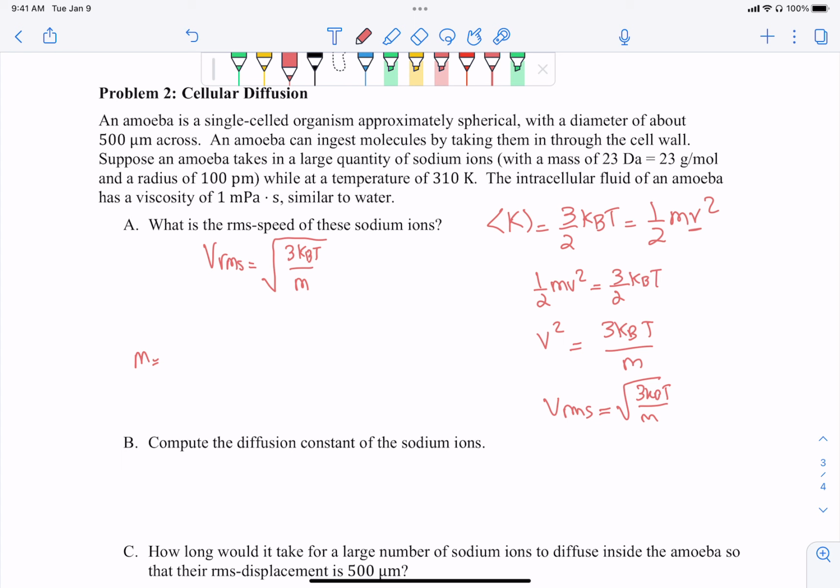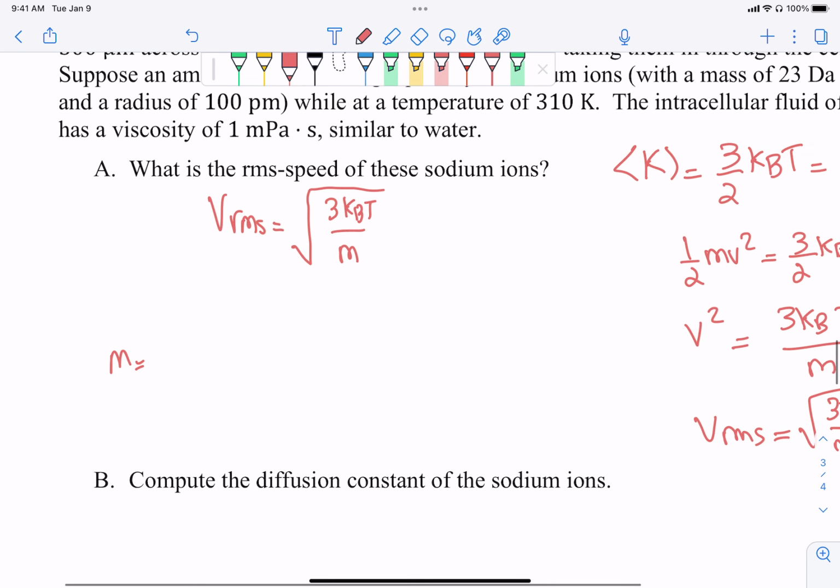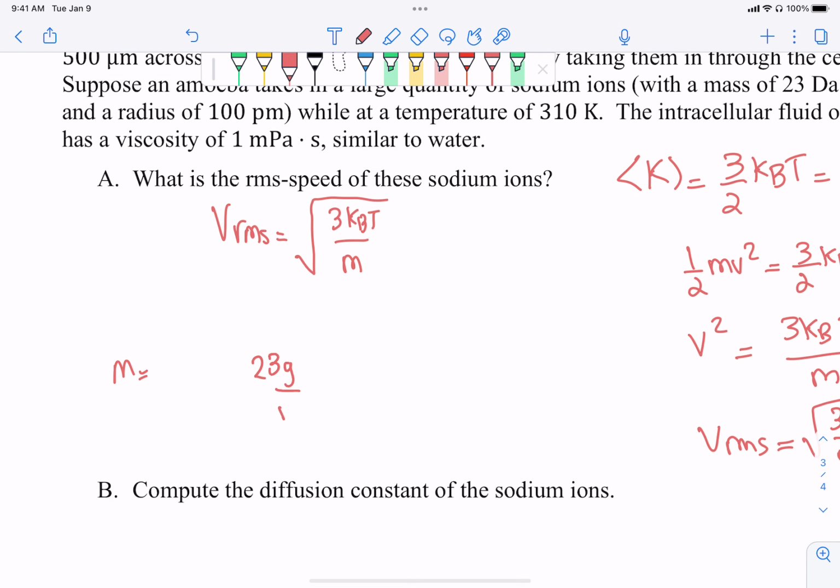So how can we get to just grams? Exactly. Convert mass using Avogadro's number. So 23 grams per mole times 1 mole over 6.022 times 10 to the 23. We can say particles, or molecules or whatever. So that'll give us what for our mass there?